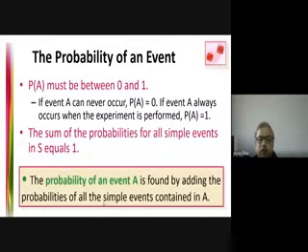The probability of an event is found by adding the probabilities of all the simple events containing A. Say A is the event of getting a number greater than 2 in the tossing of a die. In that case we take the probabilities of getting 3, 4, 5, 6, each having 1 by 6. So it will be 4 by 6, the probability of getting strictly greater than 2 for the die, so it will be 2 by 3.